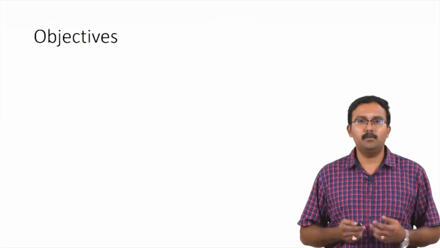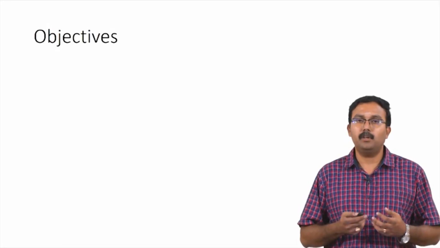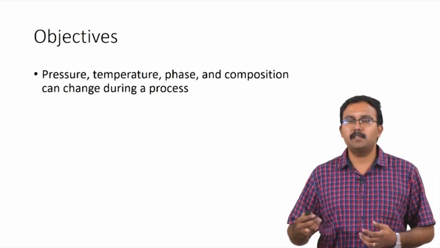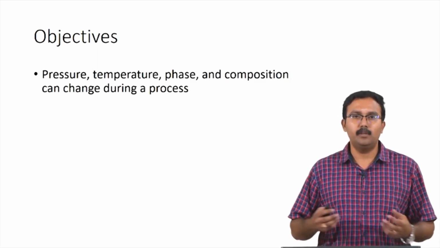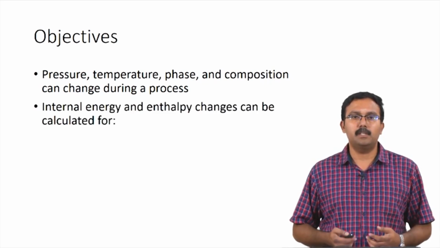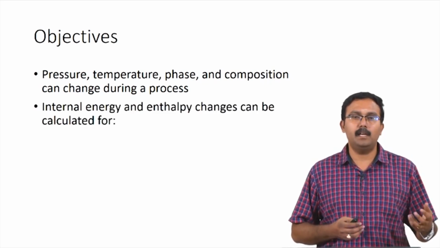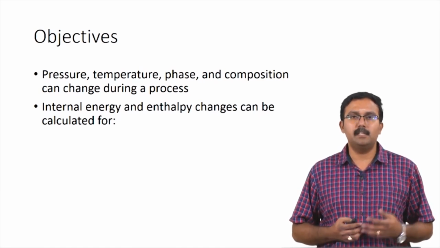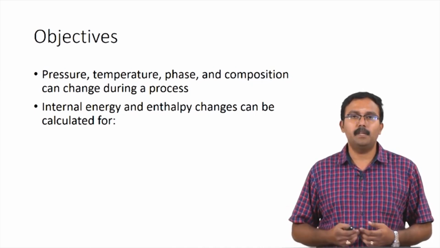Before we start performing these calculations, we will have this introductory lecture where we will talk about the overall objective and procedures which are involved in calculating changes in internal energy and enthalpy. So, what are the objectives of performing energy balance calculations for chemical processes? The chemical processes are the ones where pressure, temperature, phase and composition are changing during the process. So, for this type of process we might have to calculate internal energy and enthalpy changes. We will be using changes in internal energy for closed systems and changes in enthalpy for open systems.